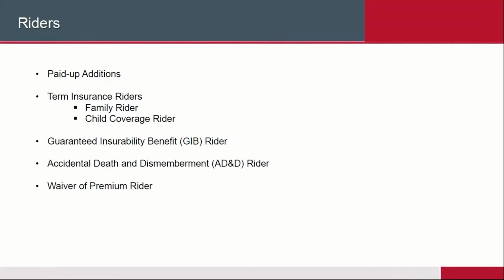You can also buy what's called the GIB rider, Guaranteed Insurability Benefit. This will basically allow the client to buy more insurance in the future without medical evidence. That's the key, without medical evidence. And so if you're 30 years old, for example, you know that your needs are going to be increasing over the years. As long as you're healthy, every insurance company will be happy to insure you. But what if you're not healthy?